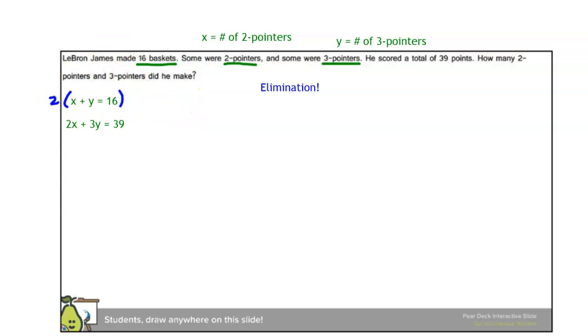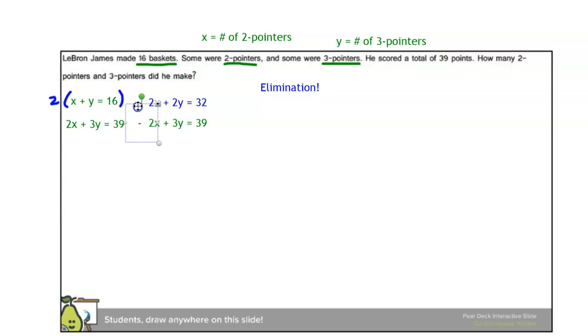And that's going to come out over here. So all my coefficients have changed to 2 and 2. My 16 turns into a 32, and my second equation stays the same. Now what I'm going to do is subtract the 2 equations from each other. I'm subtracting because they're both the same sign, which means I need to eliminate them somehow.